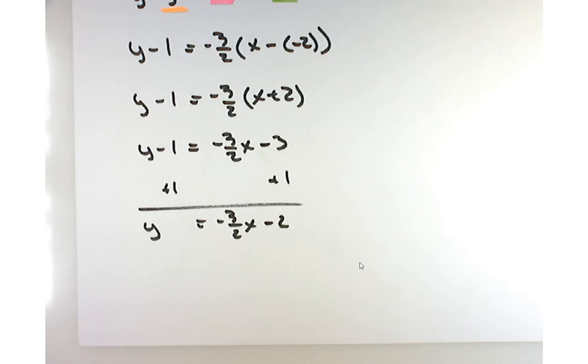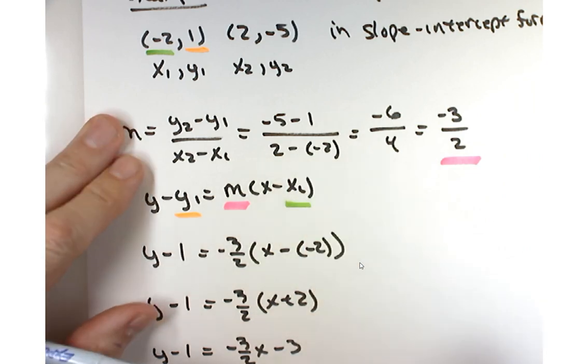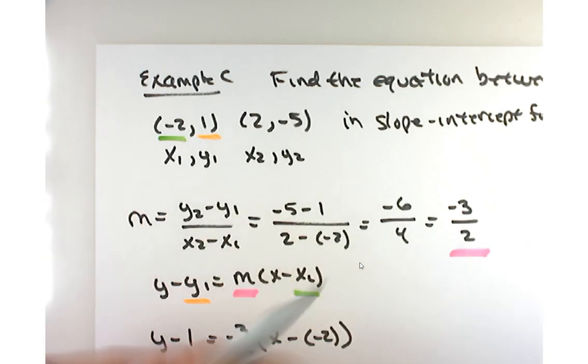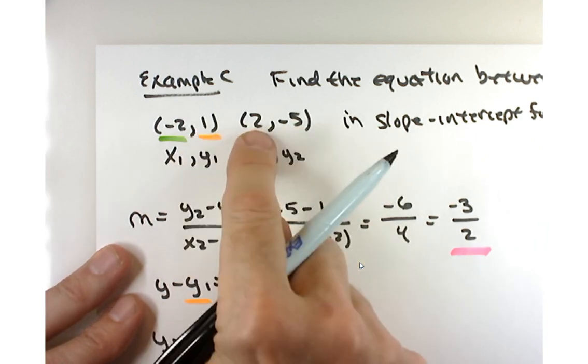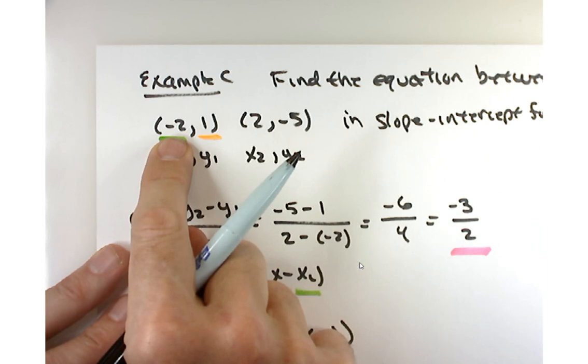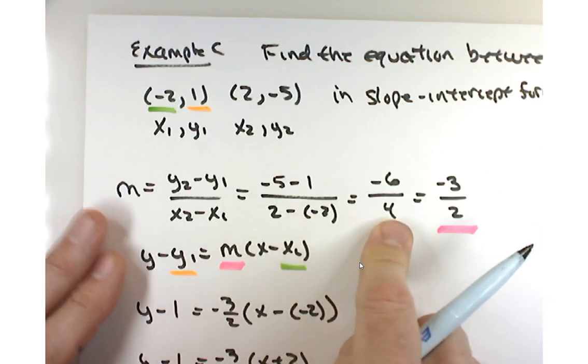Question? Yeah, I have a question. Go ahead. Wouldn't it be a positive, because you have a negative 6 and then a negative 4? But it's not a negative 4. It's a positive 4. Yeah, because you had 2 minus negative 2. Remember, when you're subtracting these things, they always have to be in the same order. So it's negative 5 minus 1 in the numerator, and then 2 minus negative 2 in the denominator. So when you do that, that double negative becomes a positive.